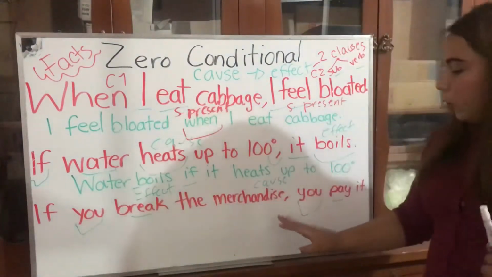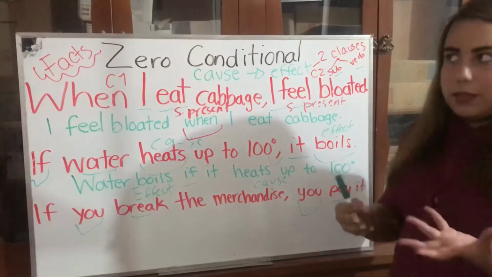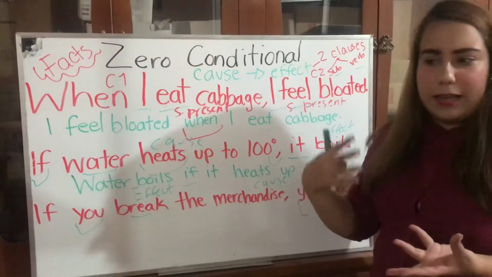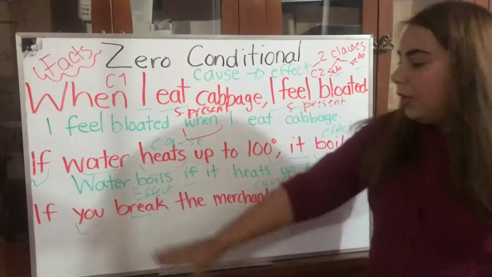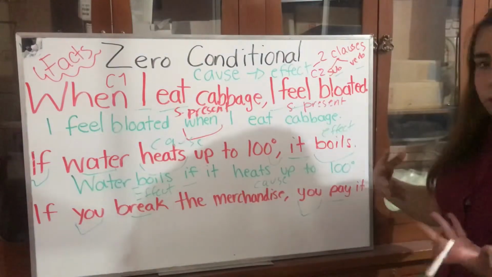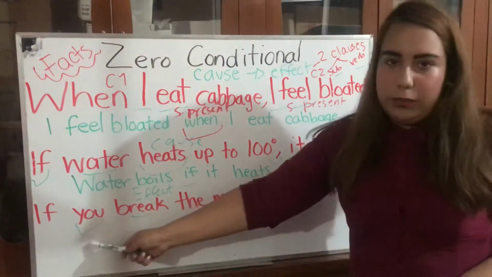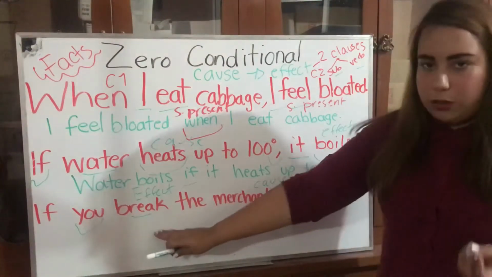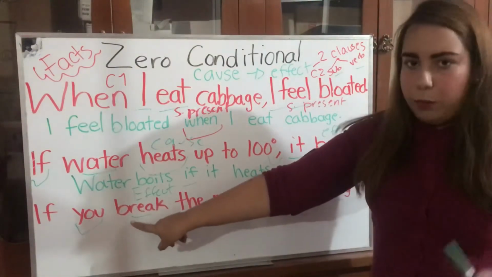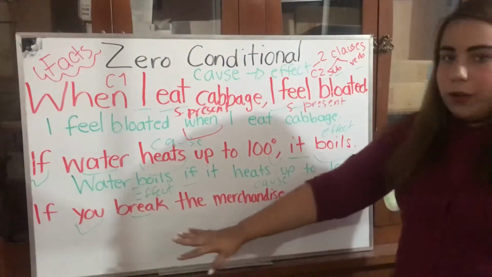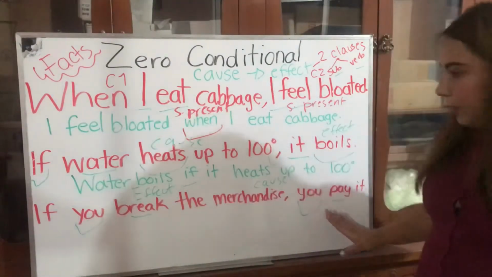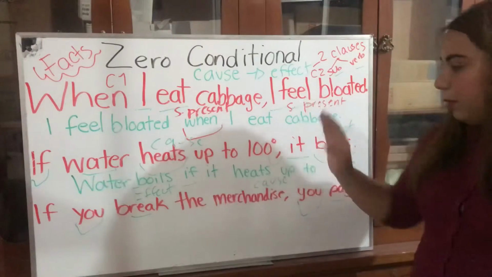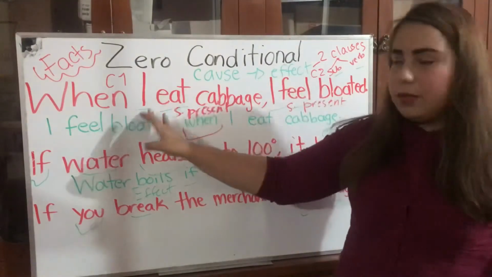Y aquí tenemos otro ejemplo. If you break the merchandise, you pay it. Este es un hecho que puede ser una regla en una tienda o algo por el estilo. Si rompes la mercancía, tú la pagas. Tengo el sujeto you y acá el sujeto you en la segunda clause y en the first clause. Verbo break y verbo pay. Y obviamente está en presente simple, presente simple.